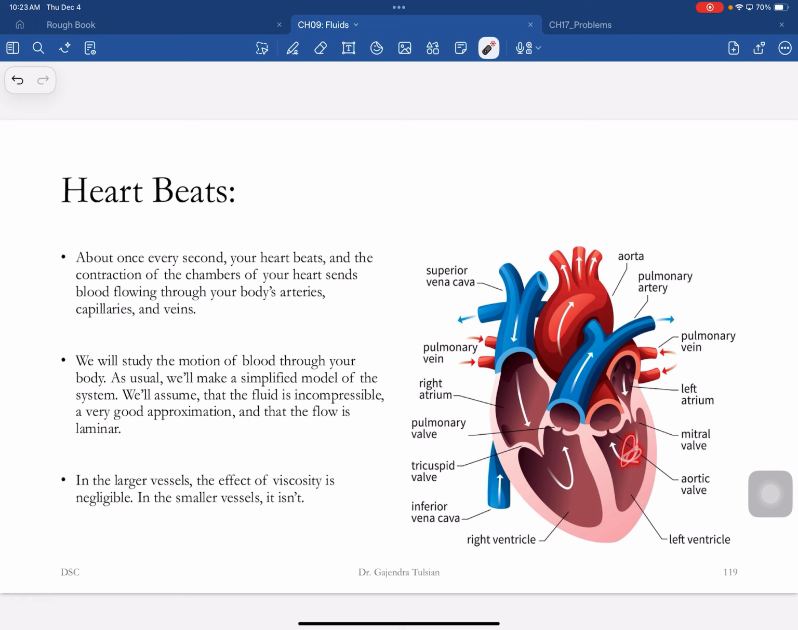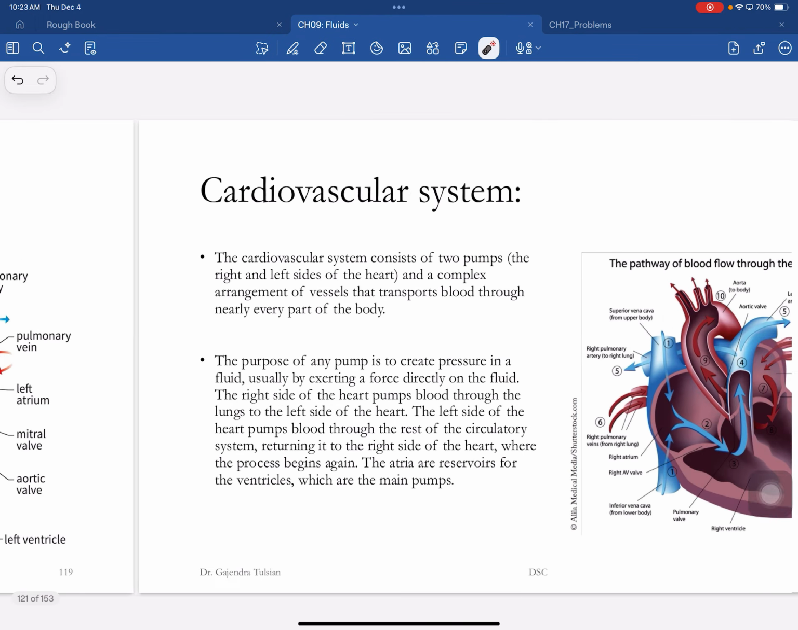this pump: about every 1 second your heart beats, and the contraction of the chambers of your heart sends blood flowing through your body's arteries, capillaries, and veins. In larger vessels, the effect of viscosity is negligible. Okay, what does that mean?